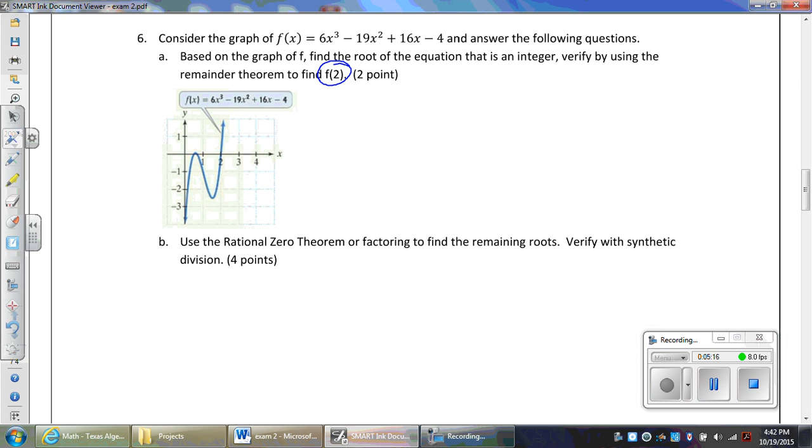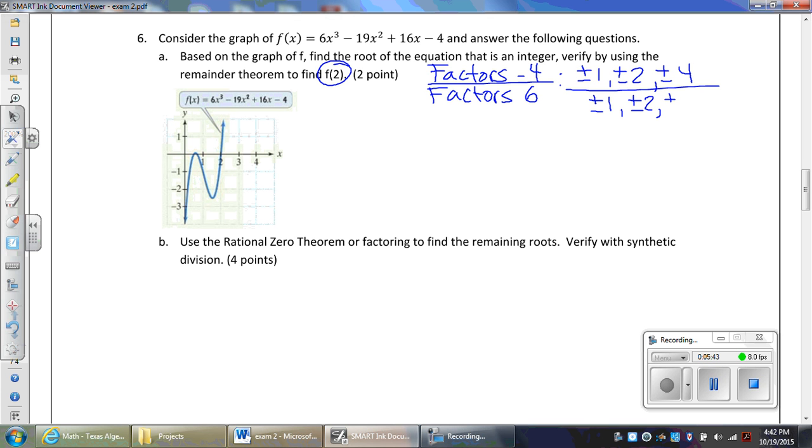Oh, wow. Okay, so you guys remember how I showed you that you could use your calculator? Okay, first of all, let's review the rational zero theorem. So you get the factors of negative 4 divided by the factors of 6. So this will be plus minus 1, plus minus 2, plus minus 4, everything divided by plus minus 1, plus minus 2, plus minus 3.